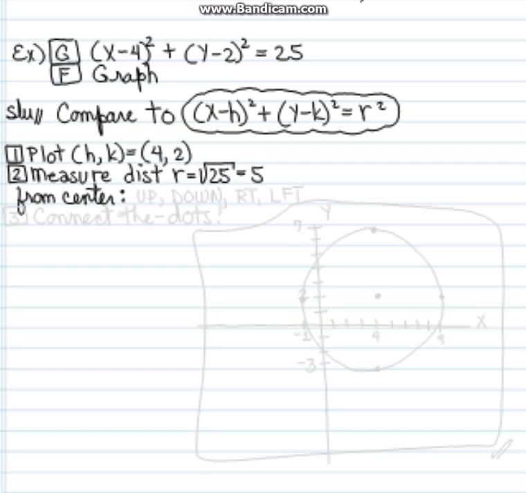We want to measure 5 units from the center, up, down, right, and left. Those will be the 4 points that appear on the circle itself. And then step 3, we're just going to connect those 4 dots. Remember, the center is not part of the circle. You don't connect that to anything. It's just the center. Here's our y-axis.